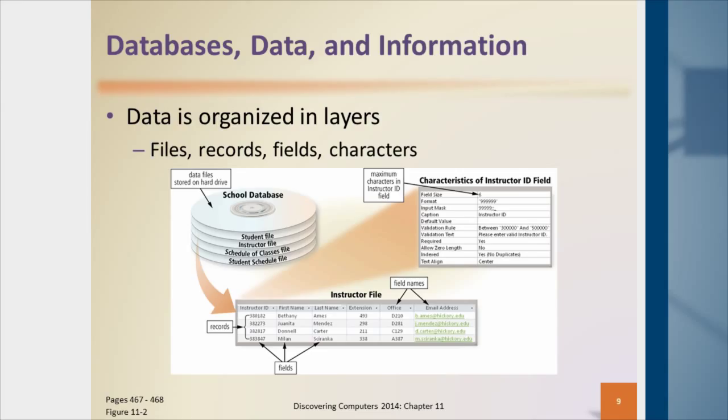If we dive a little bit deeper into the instructor file, for example, we'll see that we have a variety of different records, and a record is a collection of fields, and we'll talk about this a little bit more in just a second. It's a collection of fields about a specific record, or about a specific student. In this case, an instructor. We have an instructor ID, the instructor's first name, last name, their telephone extension, their office number, and their email address. These are all related pieces of information about a single instructor, and that represents a record.